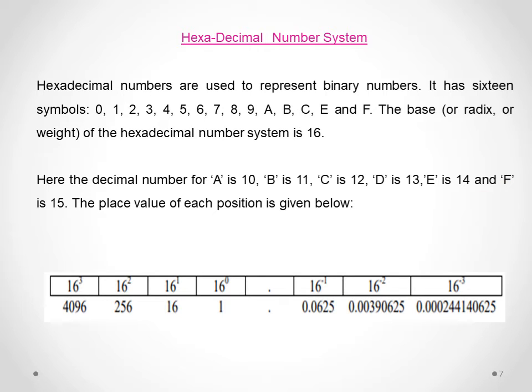The place value of each position is given as follows. This is the hexadecimal point and the LSB is starting at 16 power 0, 16 power 1, 16 power 2 and 16 power 3 for the 4 bits. And the fractional part is 16 power minus 1, 16 power minus 2 and 16 power minus 3.